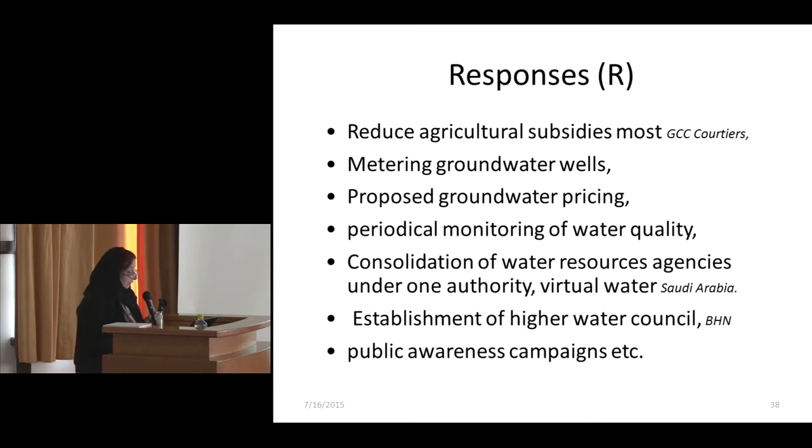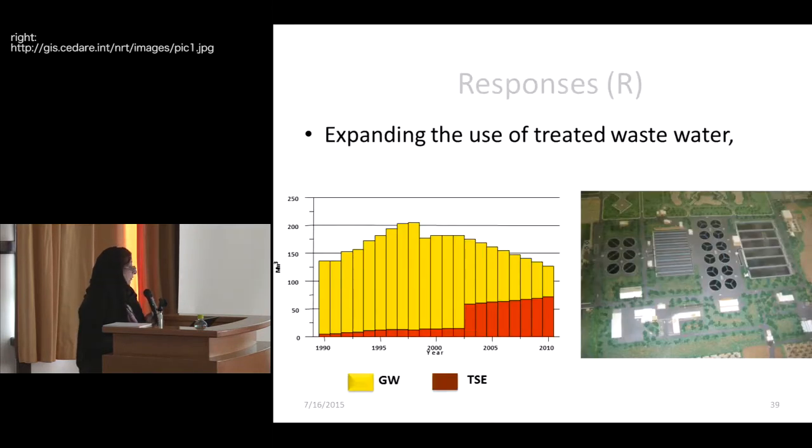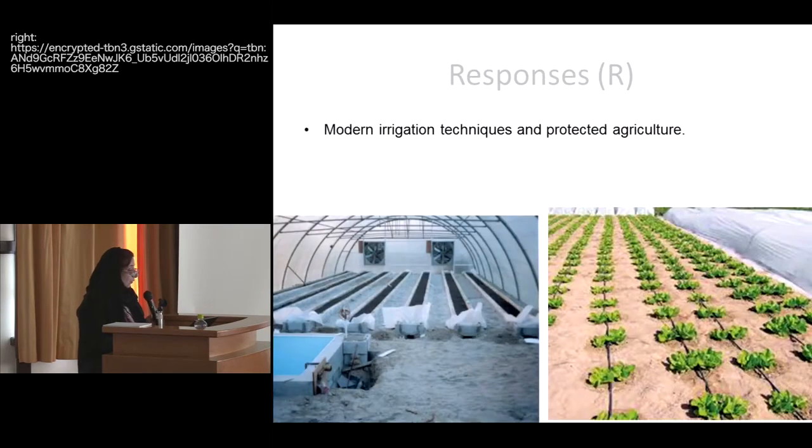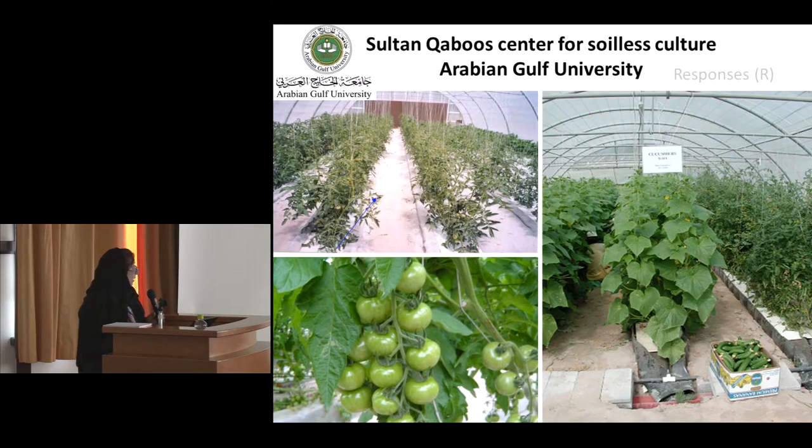They consolidate the Water Resource Agency, establish a higher water council, and run a public awareness campaign. They are starting to replace groundwater with treated wastewater in the area, changing the crop types to crops that consume less water, and using modern technologies to protect agriculture. This is in our university actually.